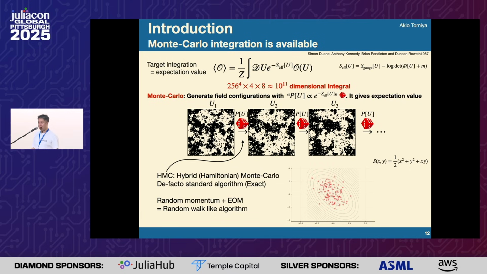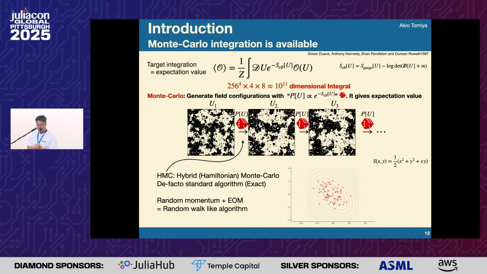And this is a sketch of the Markov chain Monte Carlo. First, we prepare the quantum field and evolve it using some numerical algorithm and get a new sample. And we repeat this procedure again and again. Then we can sample a lot of quantum fields. Then we can evaluate the quantum expectation value using these samples. And we use HMC, hybrid Monte Carlo, or Hamiltonian Monte Carlo. This is the de facto standard algorithm to calculate QCD.